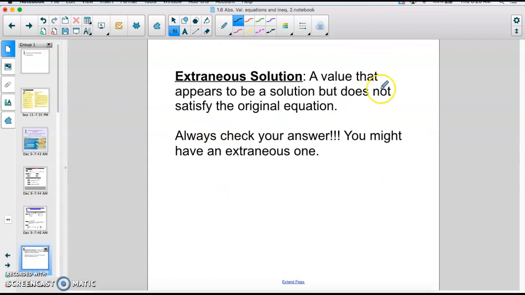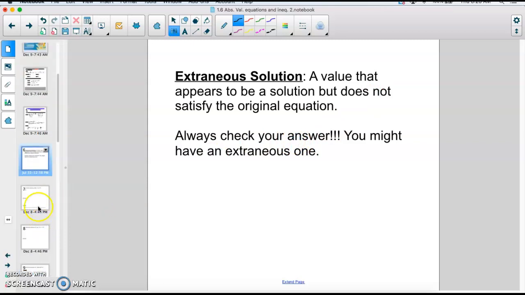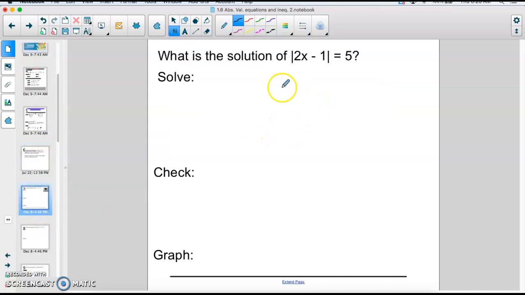Okay, and then what I was talking about with our need to check is that we might have an extraneous solution. That's essentially a value that appears to be the solution. So when you get done solving, you're like, okay, I got 2 answers. But then you go to plug it back in and it actually doesn't work. You'll come across some of these. And so it's very important to always check your answer because you might have an extraneous one.